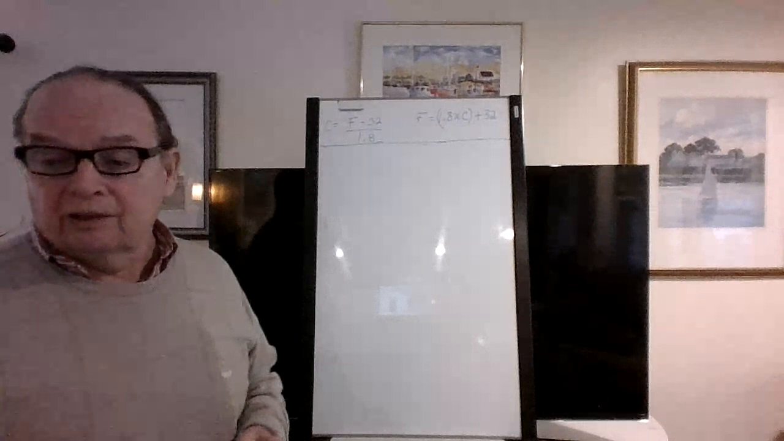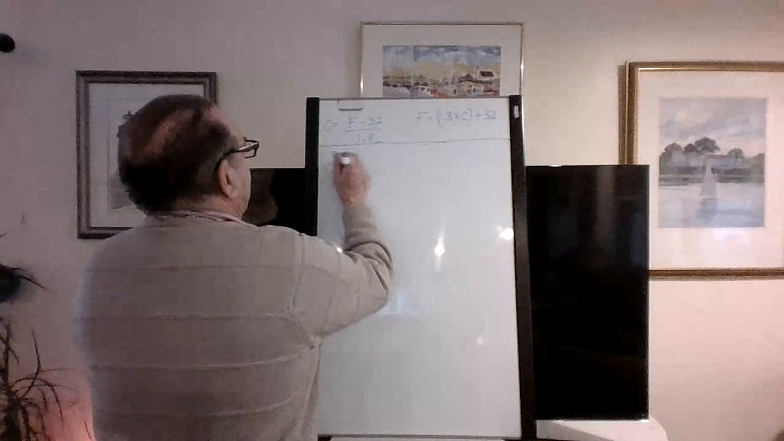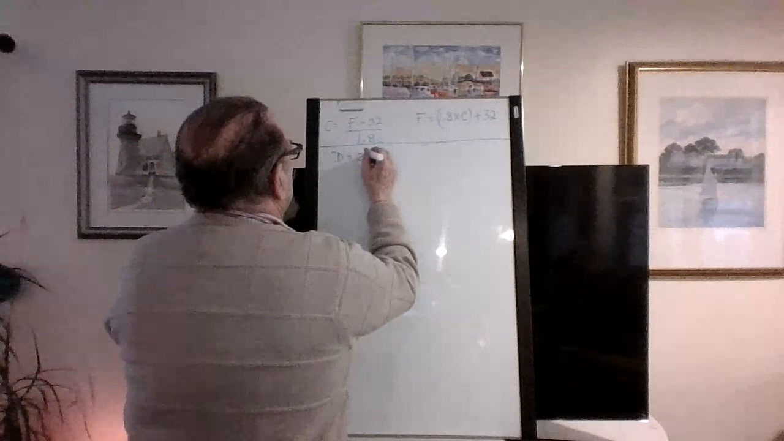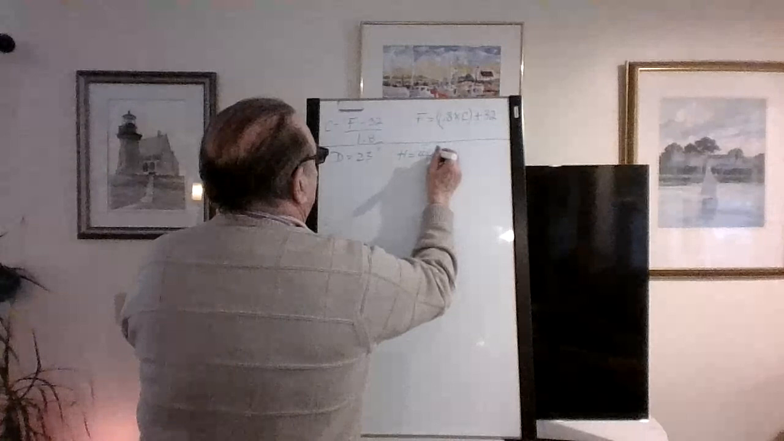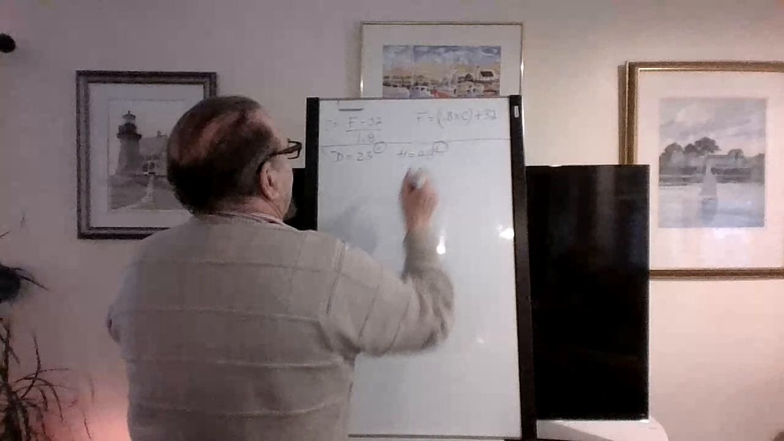All right, question number three. This one here is going to be a little different. This one's going to be inches and feet. So what's that going to look like? If we have diameter equals 23 inches and the height equals 48 feet. All right, remember, this is number three. Okay, so we've got inches and feet. It's the one we have not done yet. All right, so let's do this.